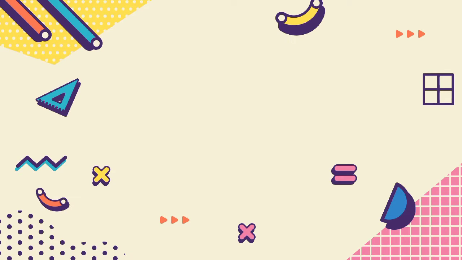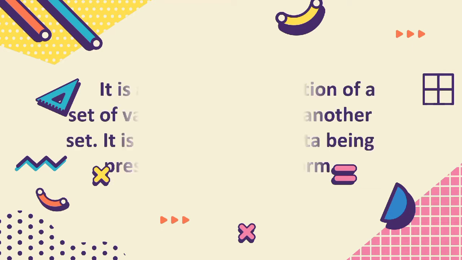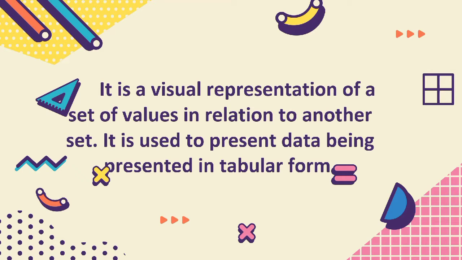Do you know what a graph is? Very good. Let's now define graph. A graph is a visual representation of a set of values in relation to another set. It is used to present data being presented in tabular form. In some references, it is defined as a diagram that represents the variation of a variable in comparison with that of one or more other variables.